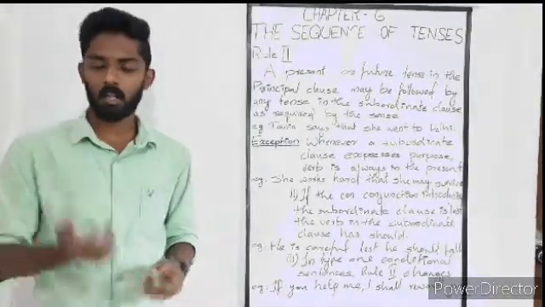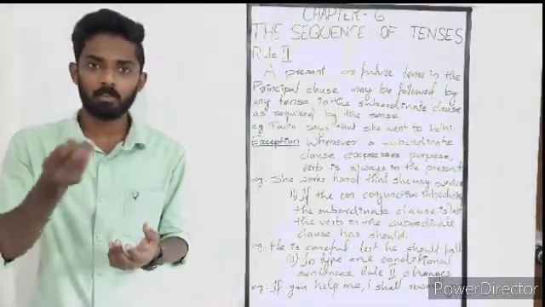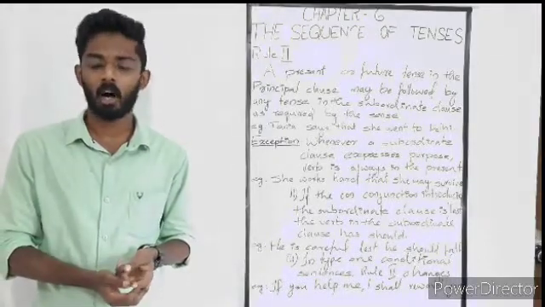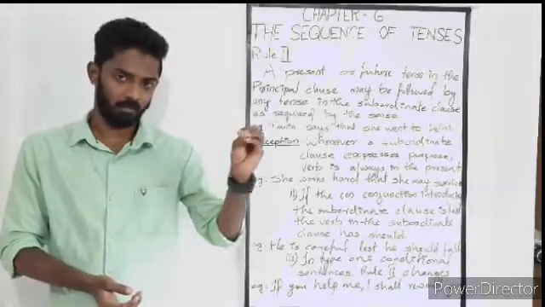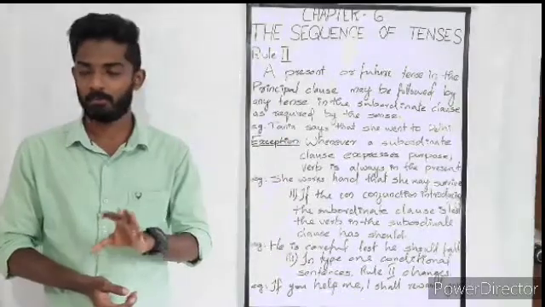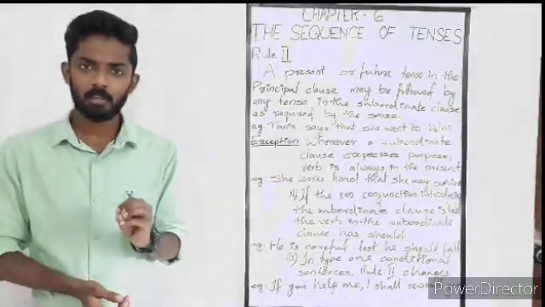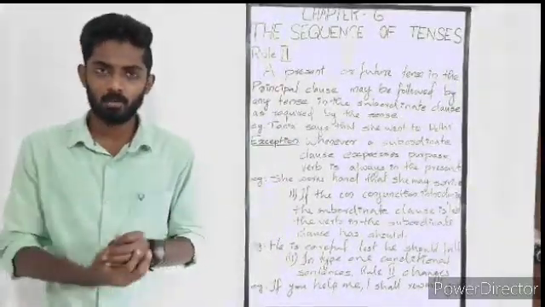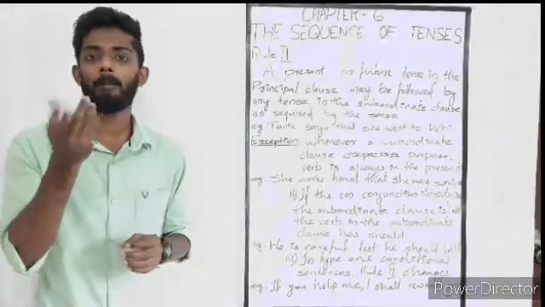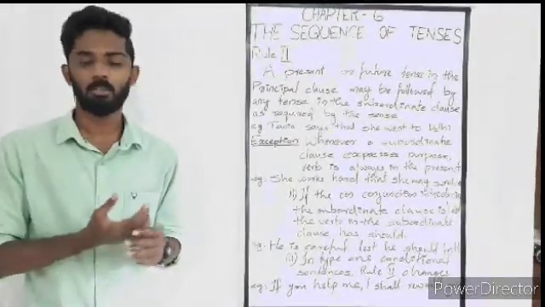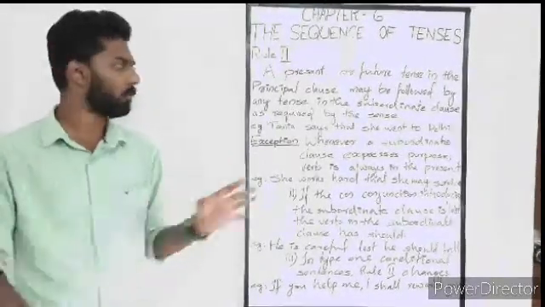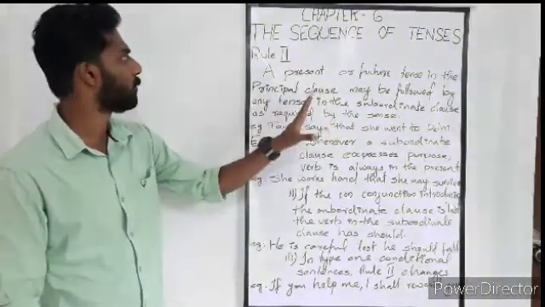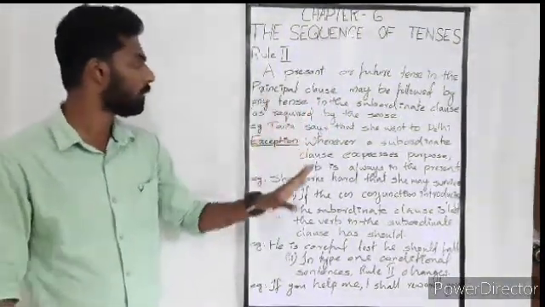And the last example I can give is: she will think that she worked hard. So here in the principal clause the future tense is used, and in the subordinate clause a past tense is used. So that is all about the second rule.